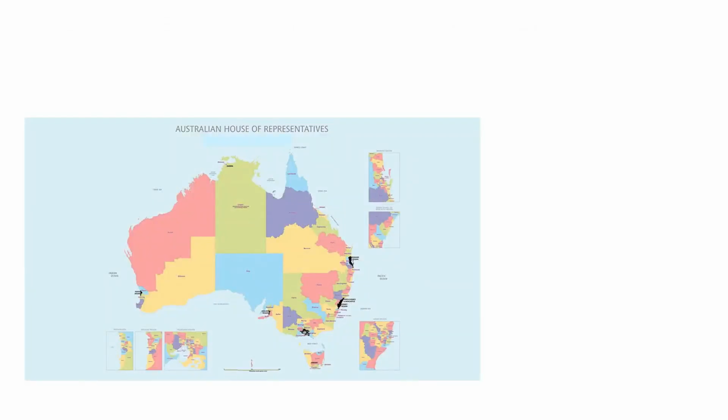This slide shows you the 151 electorates that Australia is divided into. As I've said, the voters in each of these electorates or districts elect one member to the House of Representatives to represent that electorate. Our electorate is called Maribyrnong. At the last election, the majority of the voters in Maribyrnong elected Bill Shorten to represent them in the House of Representatives, and so Bill Shorten is known as the member for Maribyrnong.